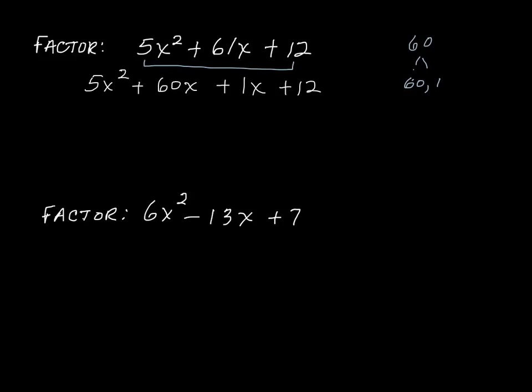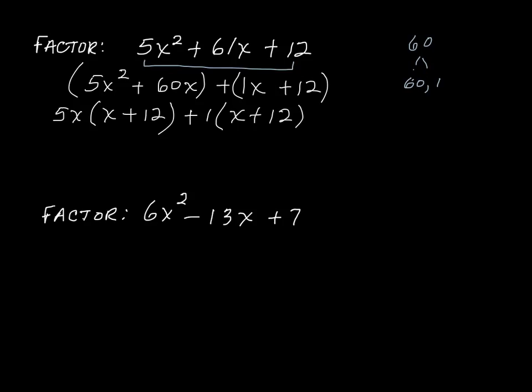Then I'm going to group with parentheses. All right, what's common to the first binomial? 5x, and it leaves us an x plus 12, right? What's common to the next binomial? Nothing but a 1, huh? Factor out a 1. Honestly, it leaves you x plus 12 if you want to write it like that.